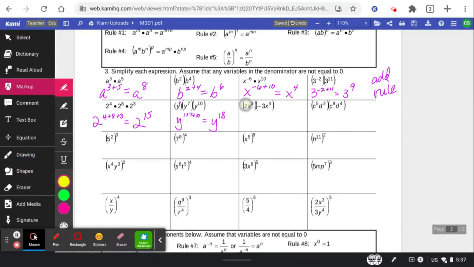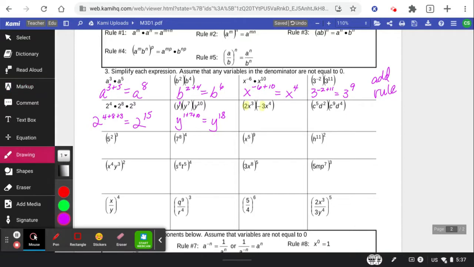we have a coefficient of 2 and a coefficient of negative 3. Those are plain old big numbers. So we take the 2 times the negative 3 and get a coefficient of negative 6. And then the back is the add rule, the 3 plus 4. So we get negative 6x to the 7th as our final result. How'd you do? Did you remember to multiply those big coefficients like normal?